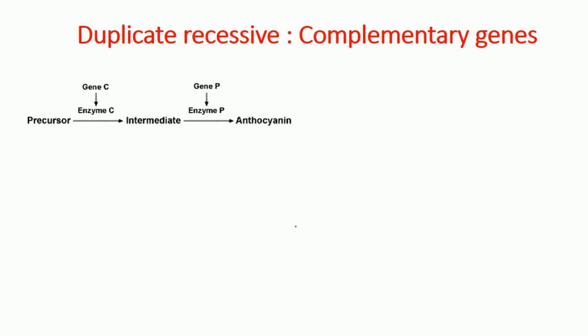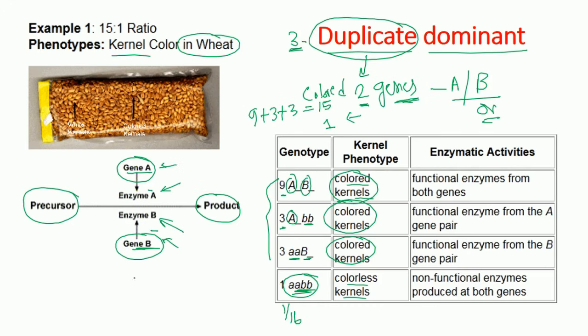15:1 will be the ratio. That is the idea of duplicate dominant epistasis. As you see, 15:1 ratio.